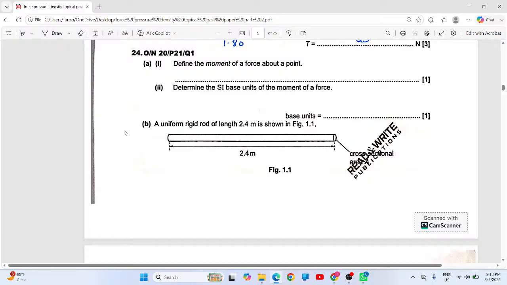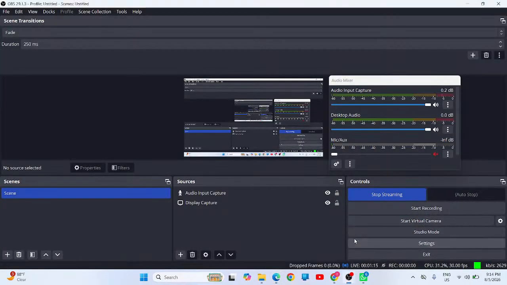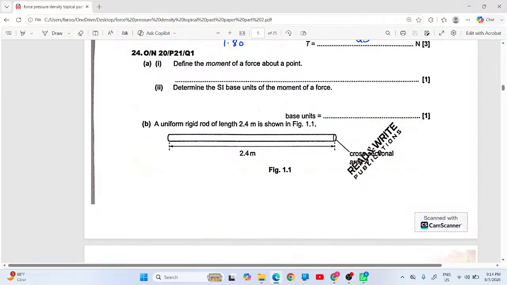Force multiplied by perpendicular distance from the pivot. आवाज आ रही है आपको? ठीक है। सो जो आपने कहा था, इसमें हम लिखते हैं the product of force and perpendicular distance from the pivot.